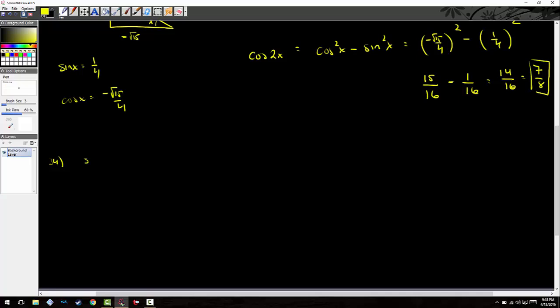Sine inverse of negative rad 2 over 2, or negative 1 over rad 2. I'll go and write it like that just to show you that that option exists. So again, here's what I'm looking for. I'm looking for the straight up sine inverse of negative 1 over rad 2.